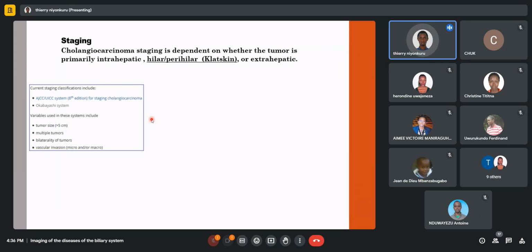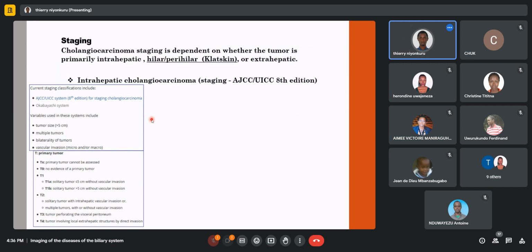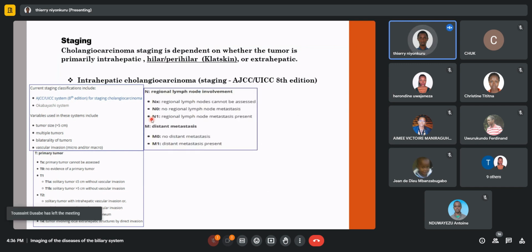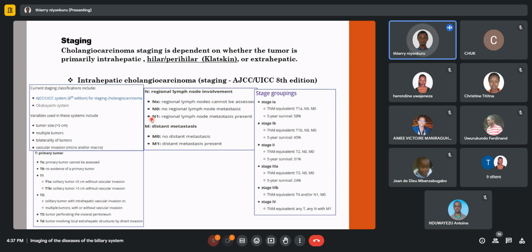So staging of cholangiocarcinoma will depend on the site of the tumor. As you have seen, it may be intrahepatic, hilar, or extrahepatic. So we see the tumor size, the nodal involvement and the distant metastasis. This you can read about, and you have four categories of TNM staging.